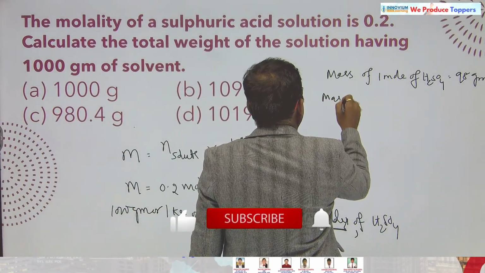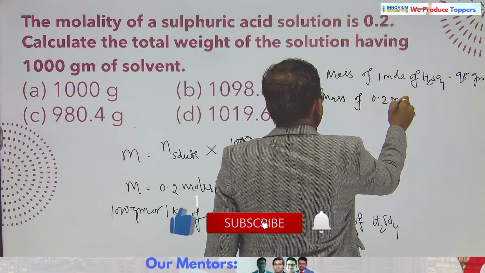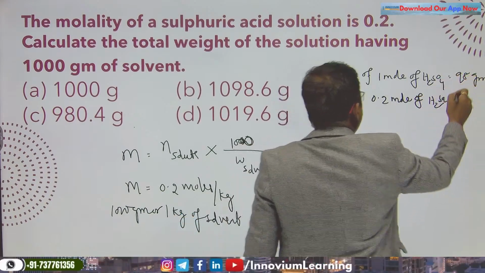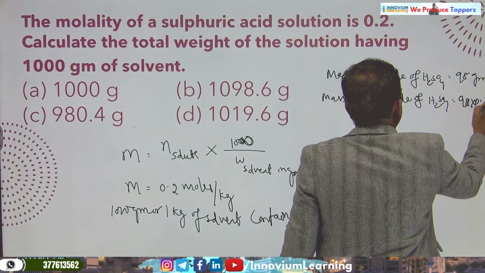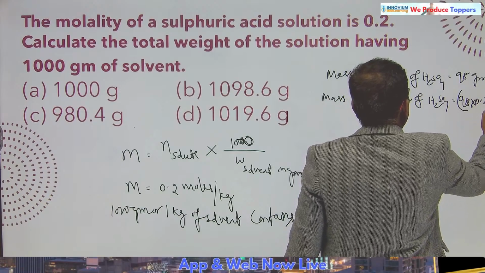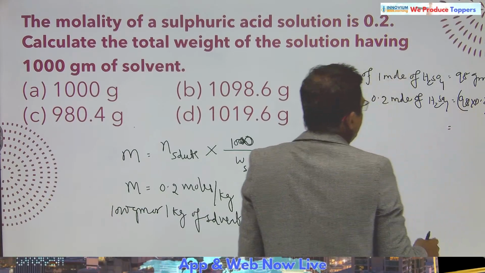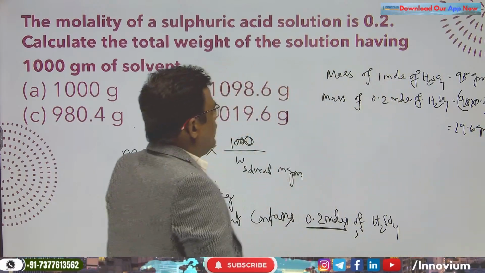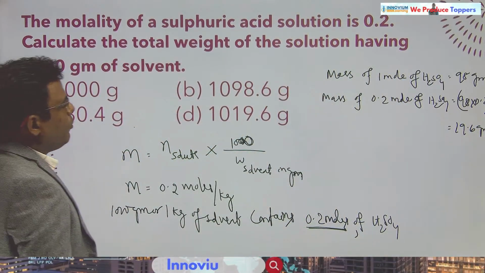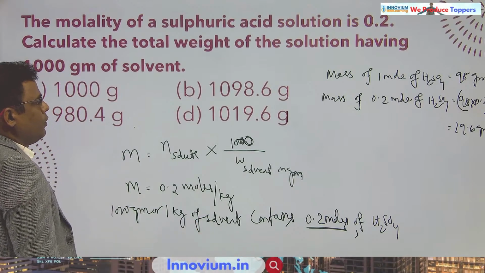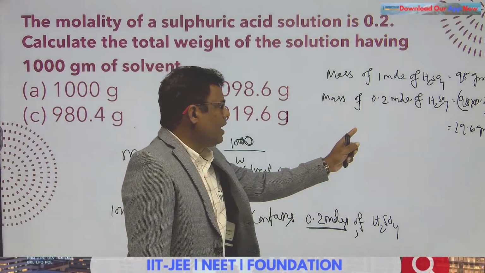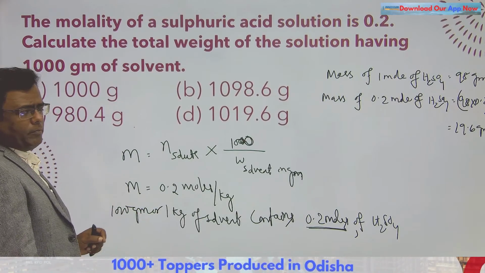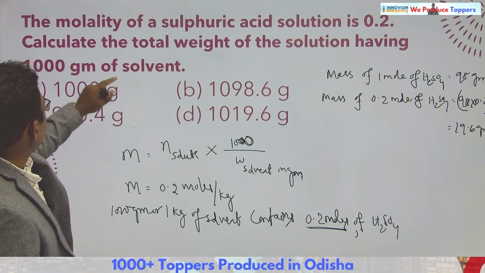So what is the mass of 0.2 moles of H2SO4? That is 98 multiplied with 0.2, this much gram. I think it is coming 19.6 gram. Correct? So this is the mass of 0.2 mole of H2SO4. Now this much mass of H2SO4 is present in what mass of solvent? 1000 gram. Correct?